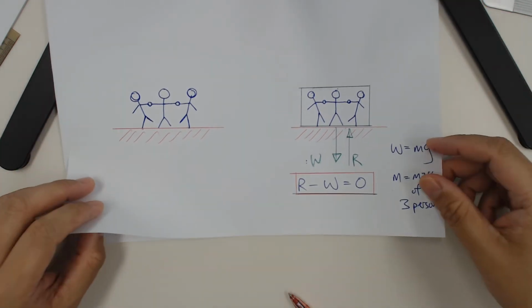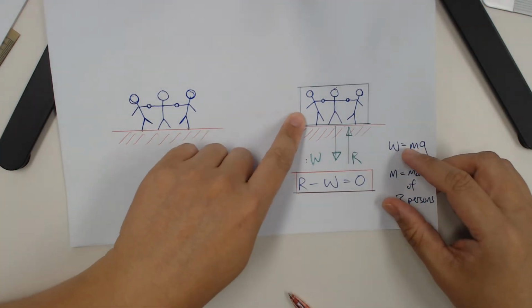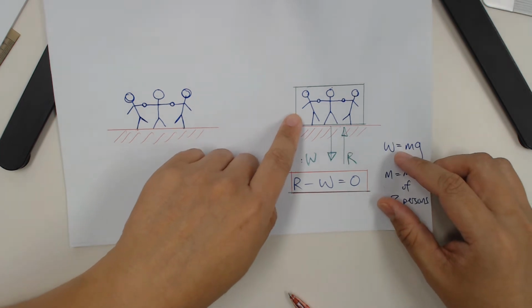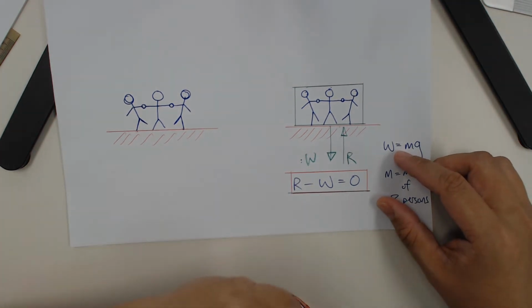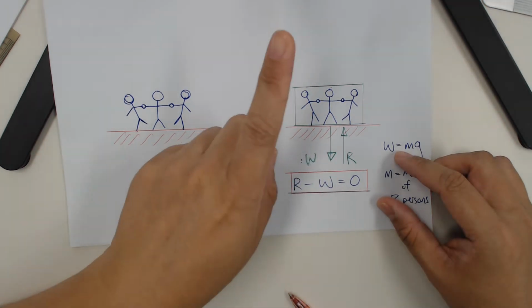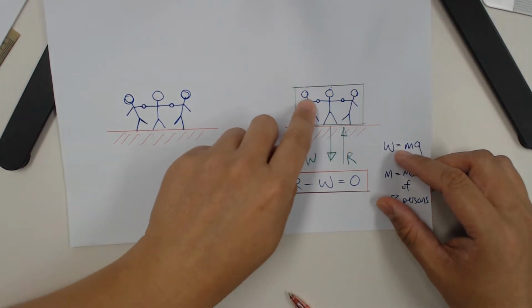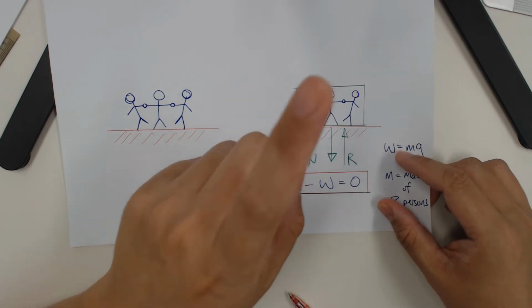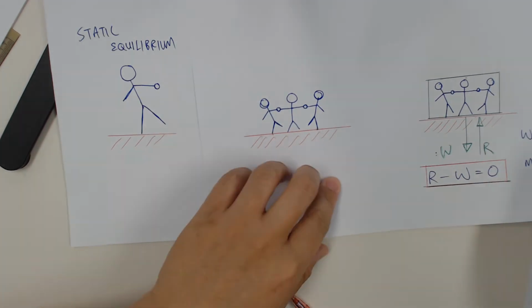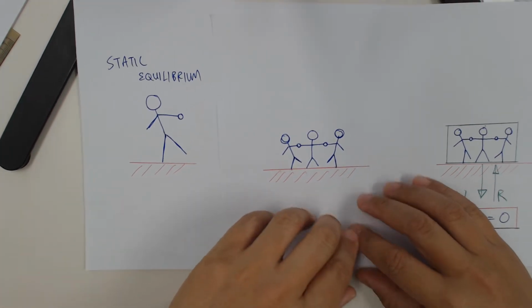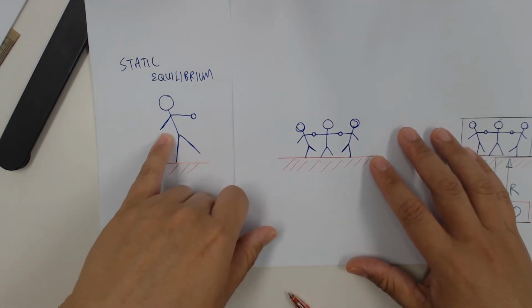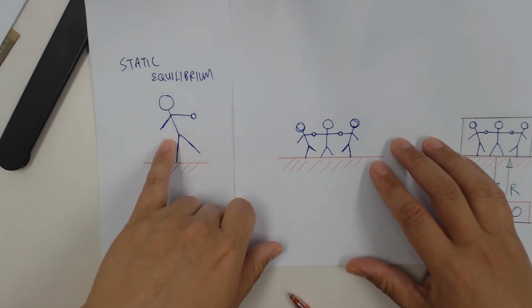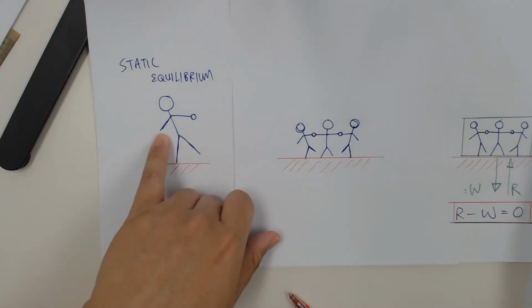Now if you are the guy on the left, I want to ask you, are you in equilibrium? You're only part of this whole system, but you are that one person. Are you in static equilibrium? You will say yes, right? Because you are not moving, you're balancing yourself out. You're not falling, you're balanced, so you're in static equilibrium.